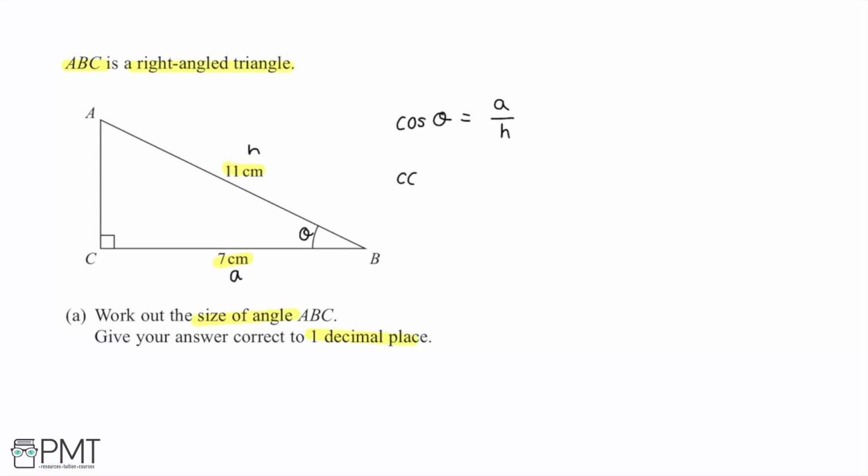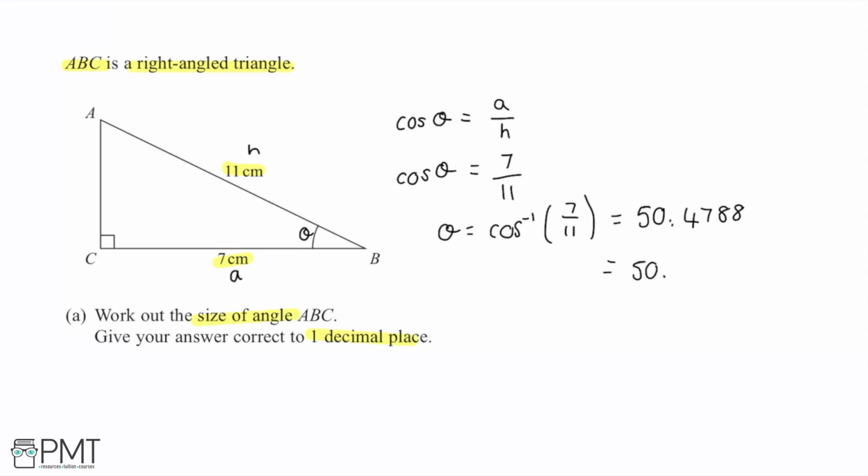And I can sub my values in, so cos theta is equal to the adjacent, which is 7 centimetres, over the hypotenuse, which is 11. So theta is the inverse cos of 7 over 11. And if we calculate that using our calculators, we get an answer of 50.4788 degrees. However, the question has asked for our answer to 1 decimal place, so I can round that to 50 point, and then here we have the 7, which means that the 4 is going to round up to 5 as 7 is greater than or equal to 5, so 50.5 is the final answer here.